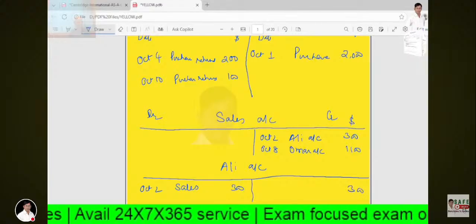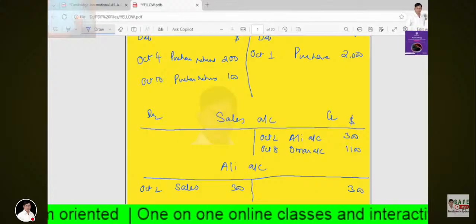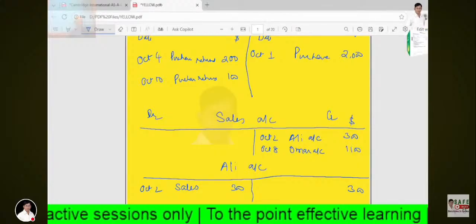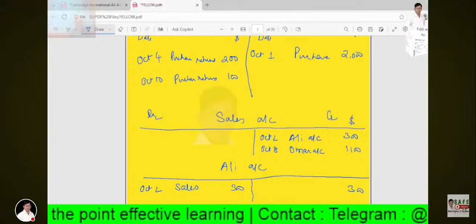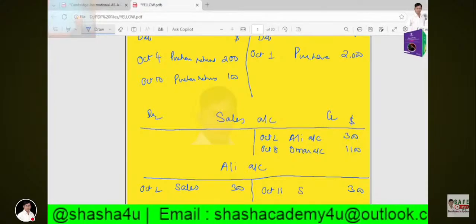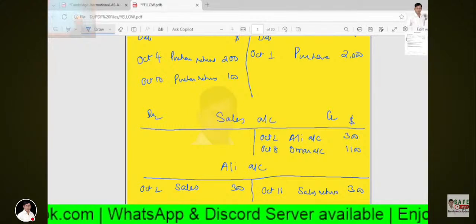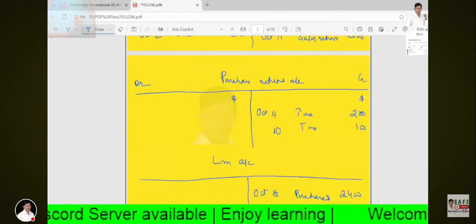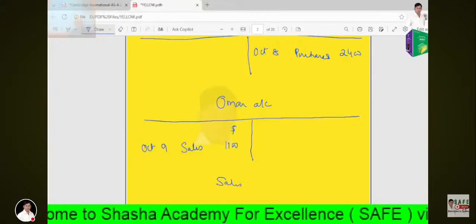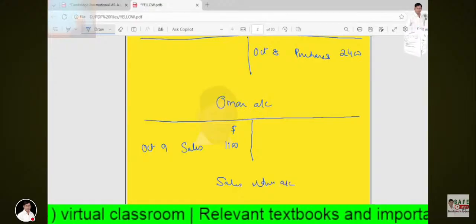So we have to credit Ali because he is the giver of the goods. Credit the giver. So October 11th. Why are we crediting? Because of sales returns. So now, one more about sales returns.